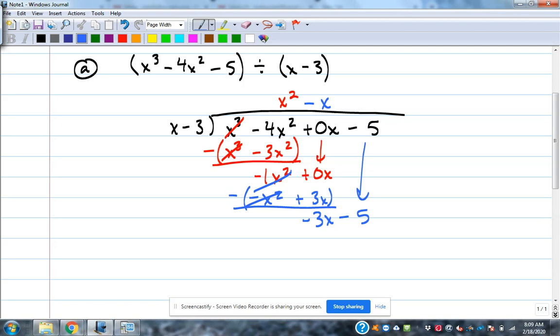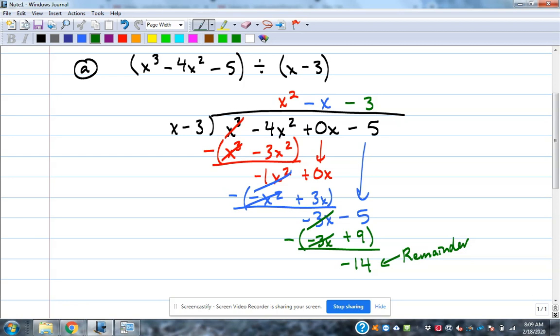And again, I go back to the front. What times x gives me negative 3x? Negative 3. Negative 3 times x is negative 3x. Negative 3 times negative 3 is positive 9. Parentheses and subtract. The x's go away. Negative 5 minus 9 is negative 14. That is my remainder. And the remainder, we know it's a remainder because there's nothing. If I multiply something times x, I'm going to get an x on it, right? That doesn't have an x. That degree is lower than the divisor's degree. So that's how I know that I'm done doing division.